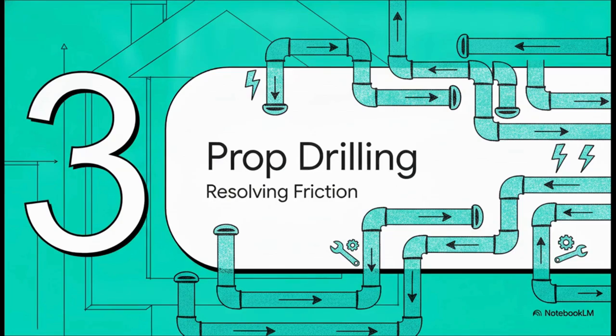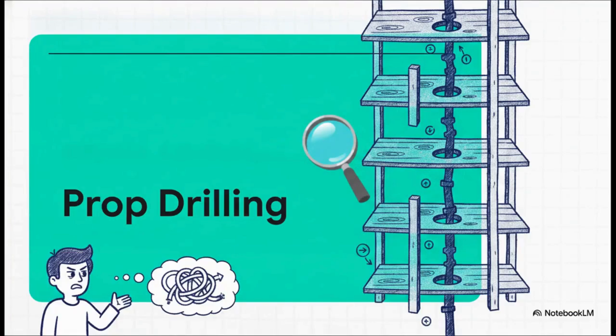Next up, section 3, resolving prop drilling friction. Okay, prop drilling. It is the tedious process of passing data through multiple, deep layers of your component architecture. Imagine trying to run a water pipe from the roof all the way to the basement, but you have to manually cut a hole through every single floorboard, ceiling joist, wall stud, and insulation layer along the way. It is a massive, overwhelming architectural headache that just completely bogs down your whole system.